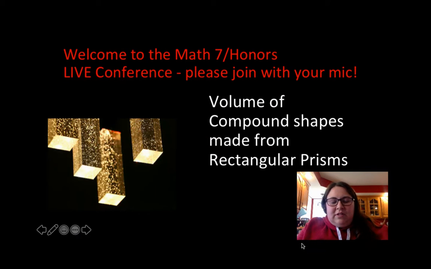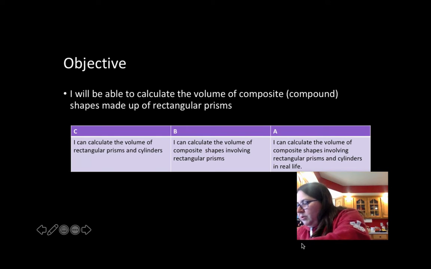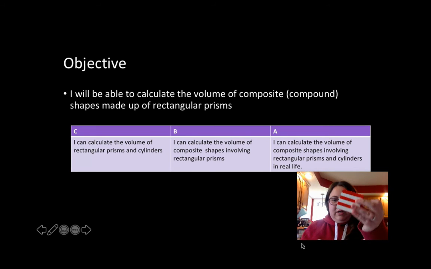This is going to go through the lesson that we did live today about how to find the volume of compound shapes made from rectangular prisms. So our goal for today is to be able to calculate the volume of composite or compound shapes made up of rectangular prisms. These are shapes that look a little bit like this, okay? When you've got an L shape, how do you find the volume of that shape?